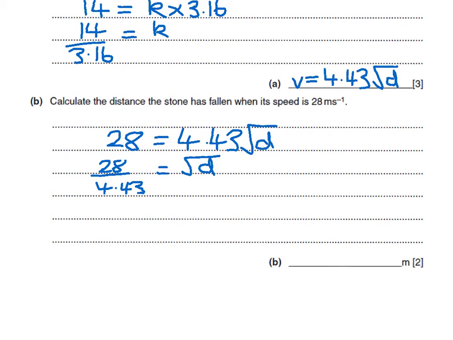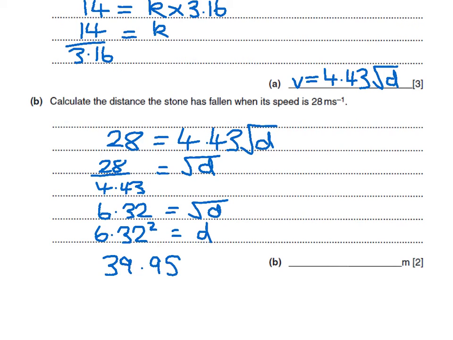28 divided by 4.43 is 6.32, and that equals the square root of d. So to get rid of the square root sign, I need to square both sides. So I'm going to have 6.32 squared equals d, and 6.32 squared is 39.95, and that is my value of d.